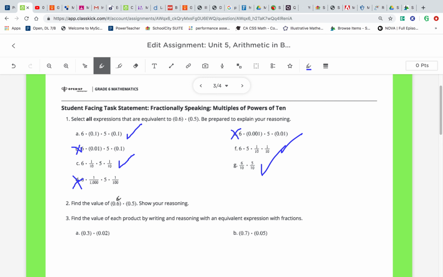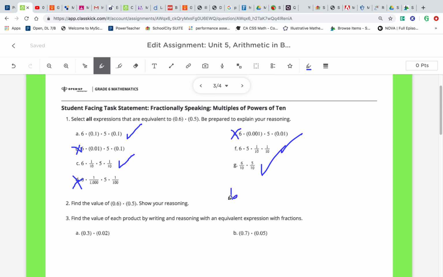Now when we get to number 2, we're actually going to go ahead and find out what this actually equals. 0.6 times 0.5. They want us to actually explain this in a little bit different way here. So instead of doing the way that I'm going to solve these pretty much most every time from here on out, for this time I'm going to do it a little differently. We said 0.6 is the same thing as 6 tenths, and 0.5 is the same thing as 5 tenths. Let's work it out as if we set it up like this.